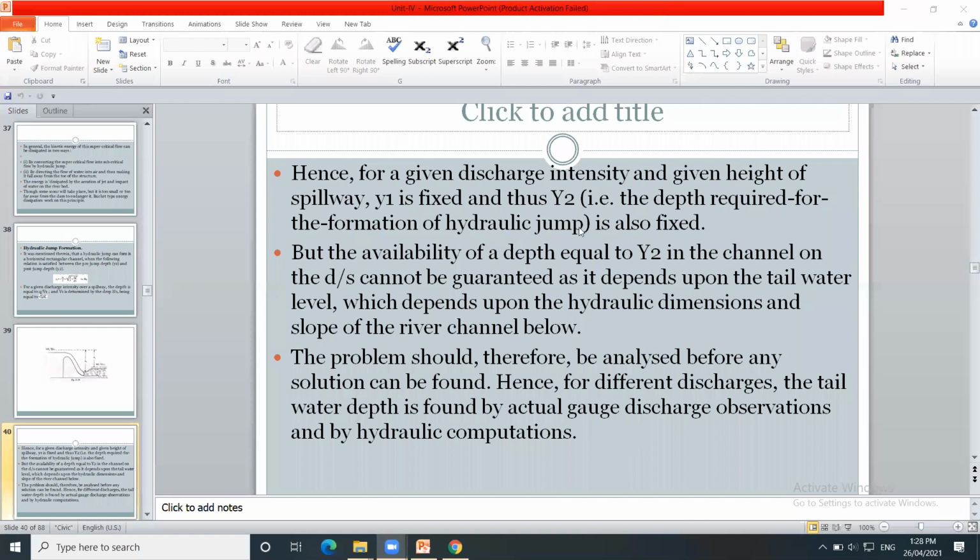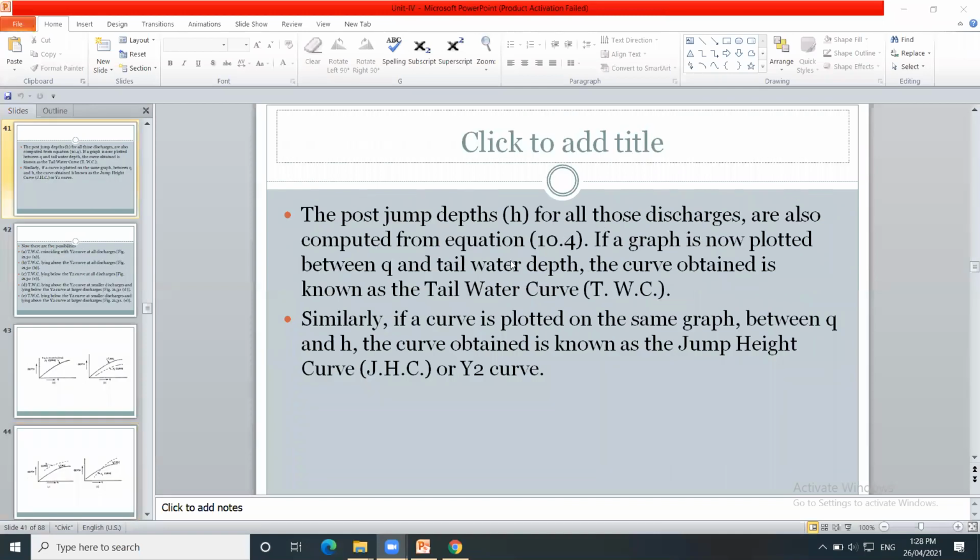The post jump depth h for all those discharges is also computed from the equation. The graph is now plotted between discharge q and tailwater depth. The curve which is obtained is known as the tailwater curve, TWC. And if the curve is plotted between q and h, the curve obtained is known as the jump height curve, JSC, or Y2 curve.